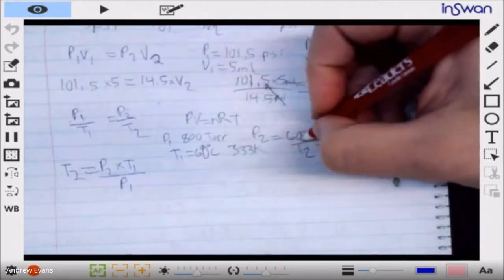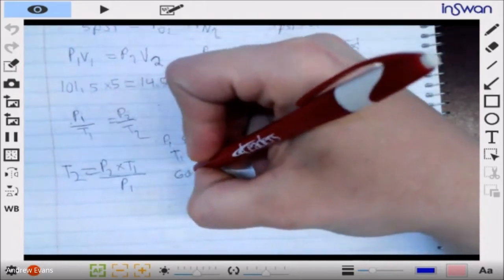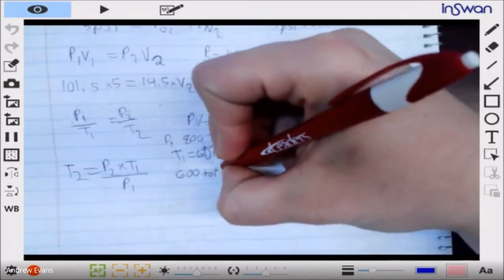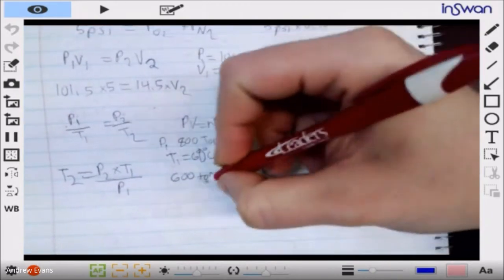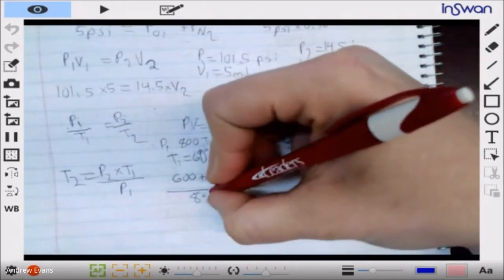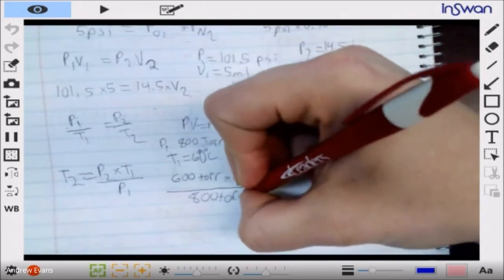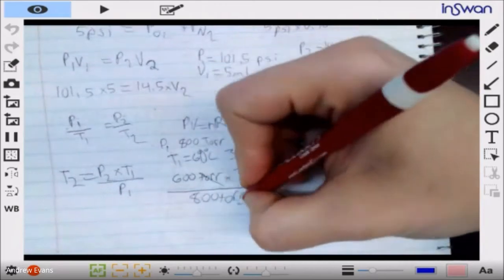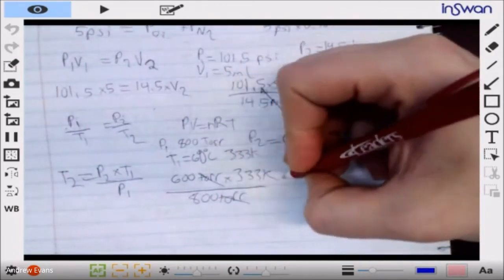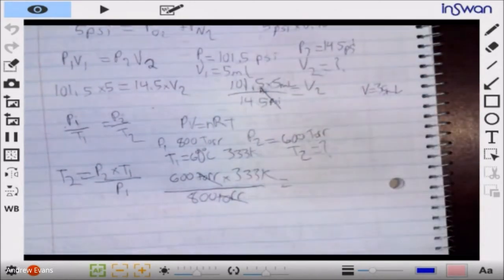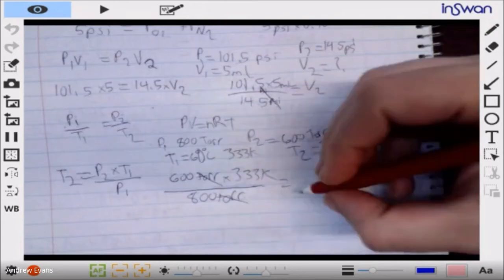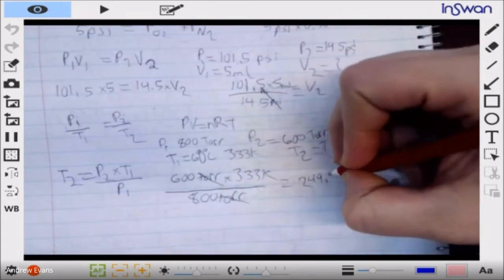So with that in mind, 600 torr is our P2, 333 Kelvin is our T1, all over 800 torr as our P1. See, torr and torr cancel out. So our T2 is 249.75.